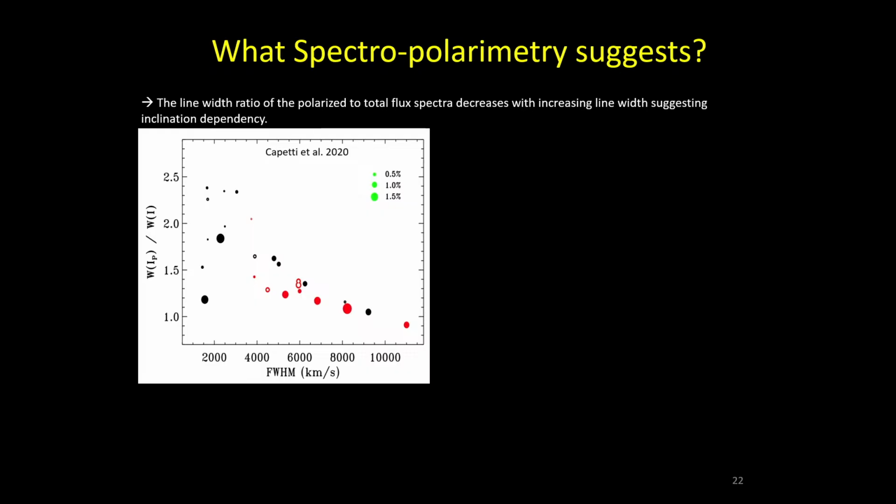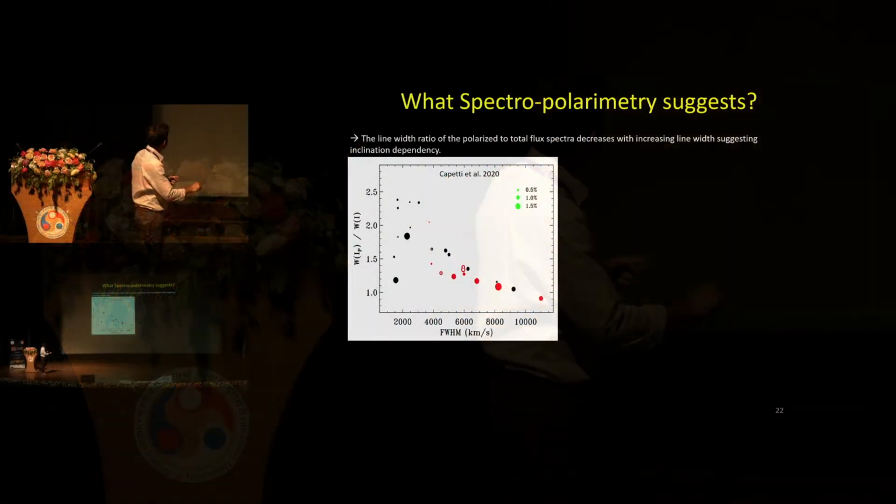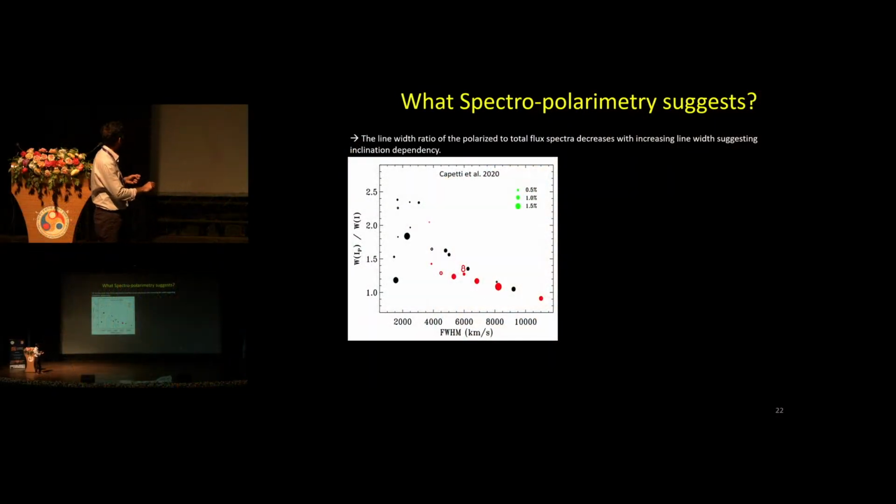Then we look at the spectropolarimetry, because spectropolarimetry gives us an independent view. It allows us to indirectly probe the central engine through the scattered light. Our collaborator Kepati et al. did a fantastic study, taking polarized spectra using the VLT FORS instrument for several AGN targets. Here we see that in general the width measured in the polarized spectra and the width measured in the total flux spectra are different, and this ratio actually decreases as a function of FWHM of the total flux spectra.